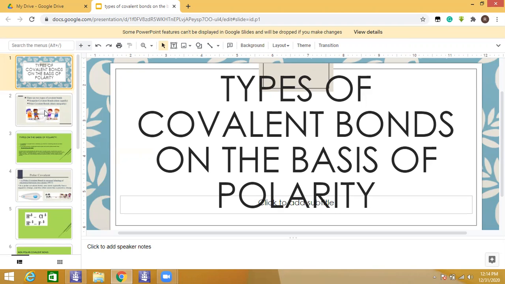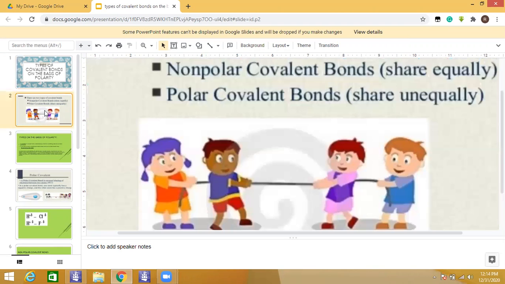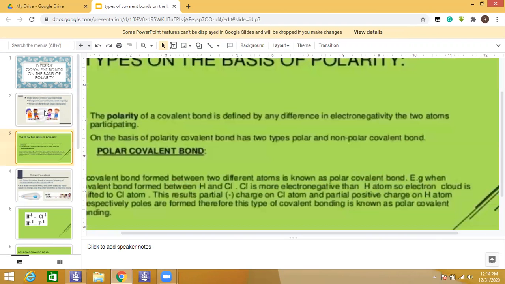So the types of covalent bonds on the basis of polarity. There are two types of covalent bond: one is non-polar covalent bond and the other is polar covalent bond. What is polarity? Polarity of a covalent bond is defined by the difference in electronegativity of the two atoms participating. On this basis, covalent bond has two types, polar and non-polar covalent bond.